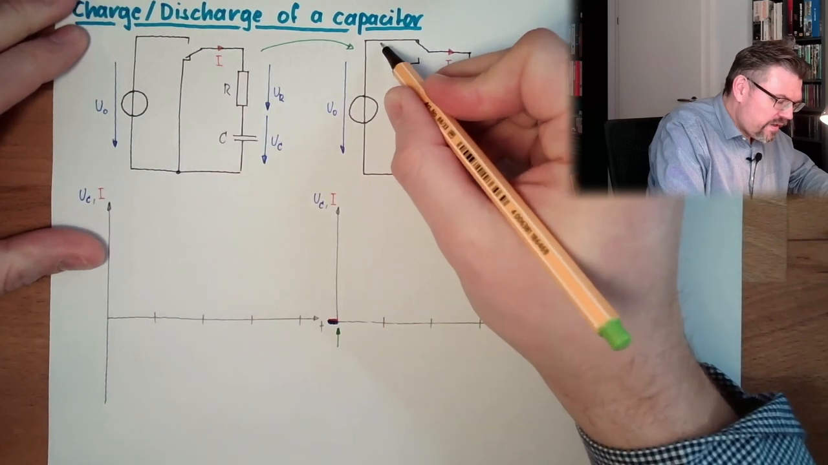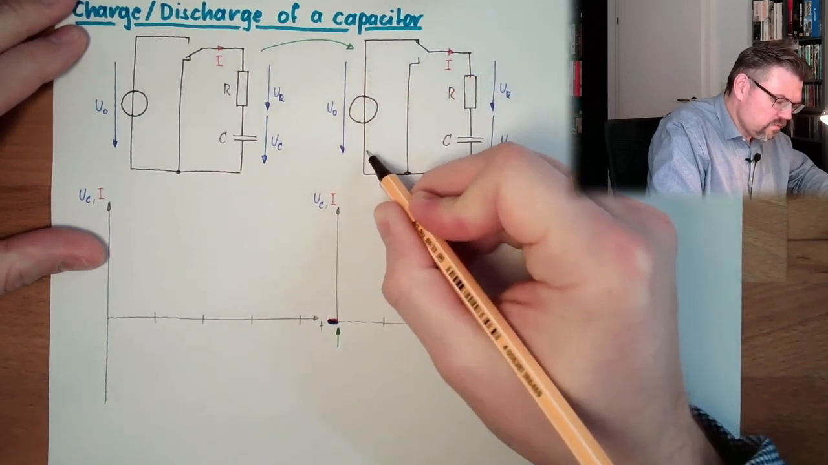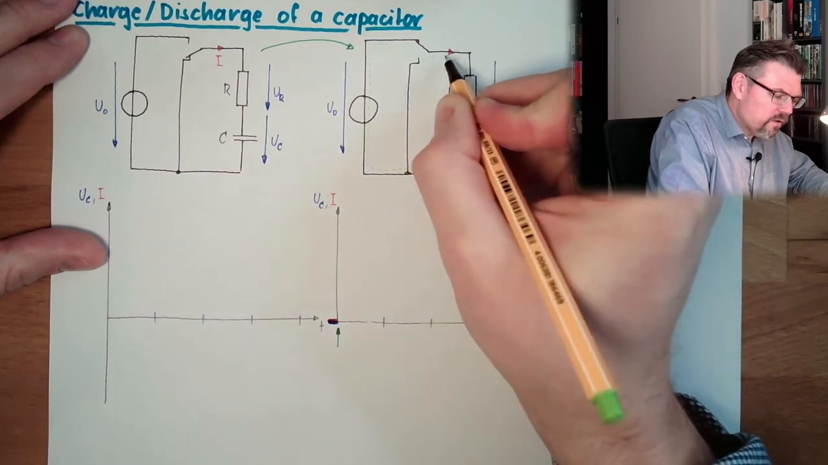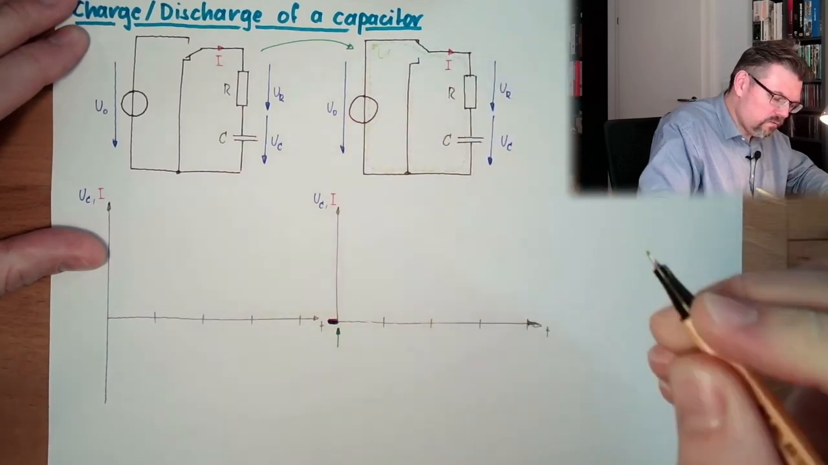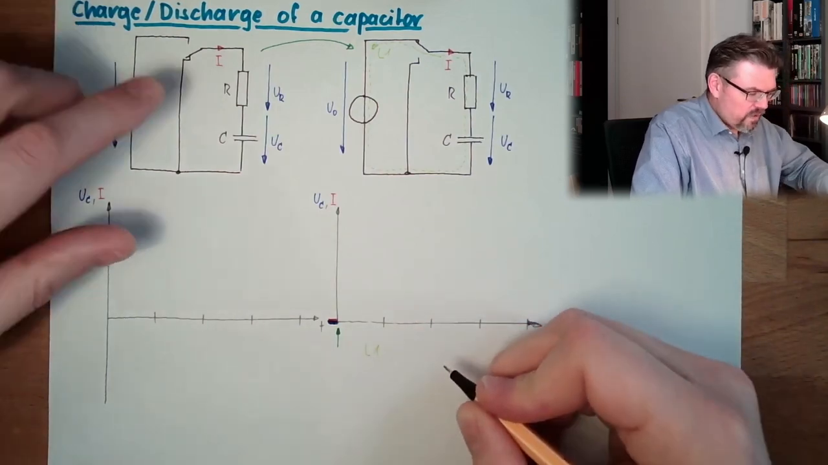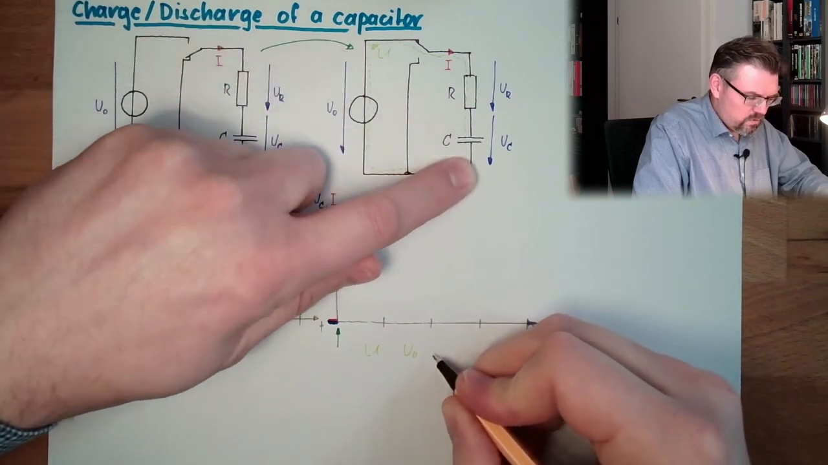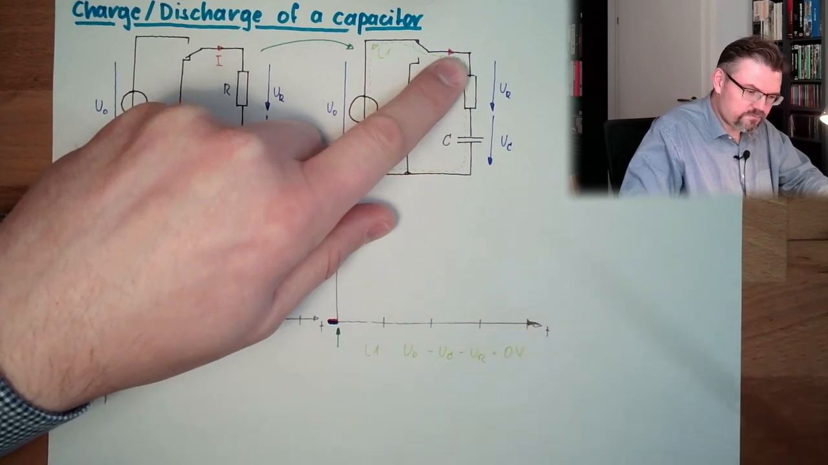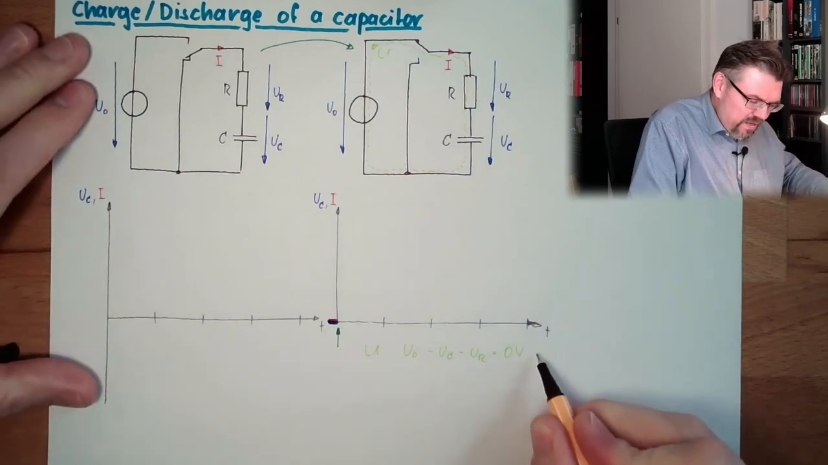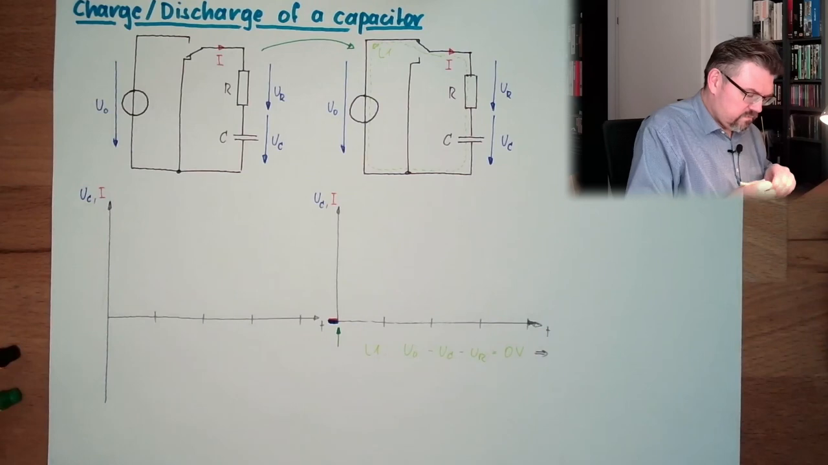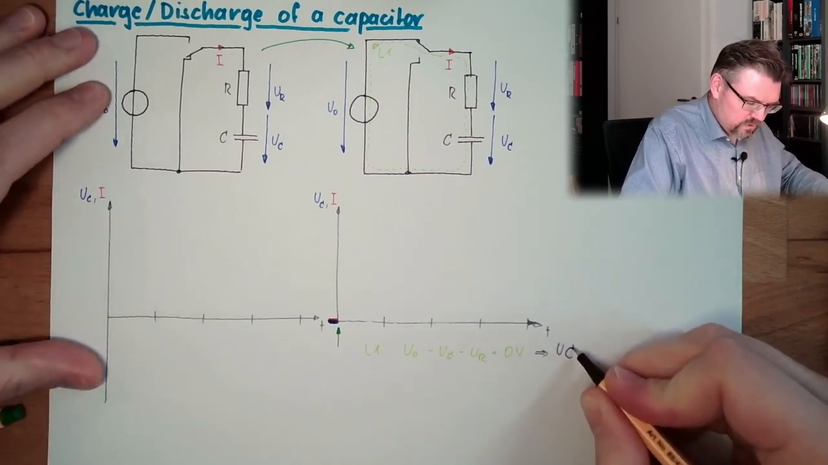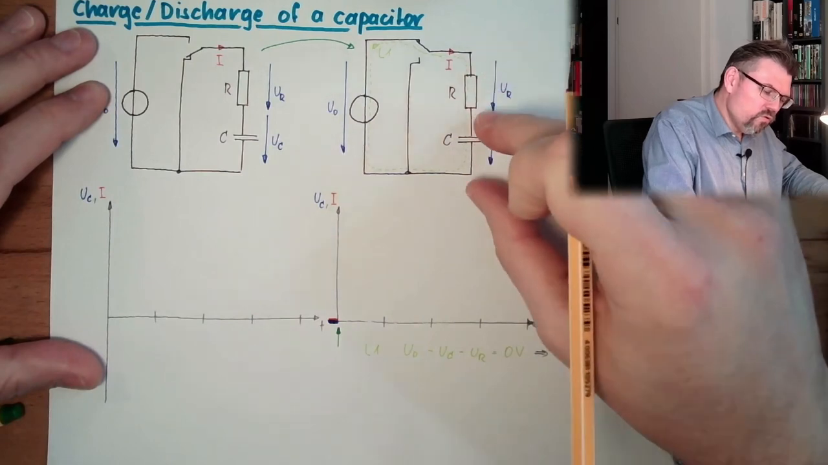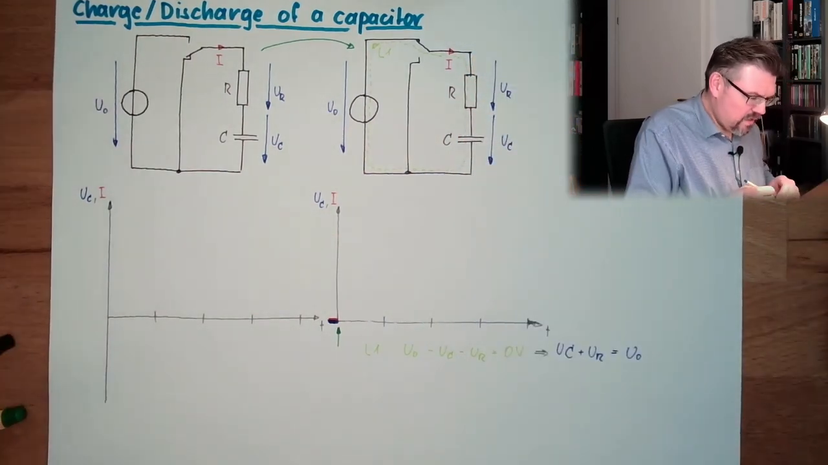Let's make a loop here and calculate this loop. I call it loop 1. This is our loop. Let's see what is happening at loop 1. U0 minus UC minus UR equals 0 volts. From this, I can immediately follow that UC plus UR equals U0. So those two voltages in sum are the same as U0.